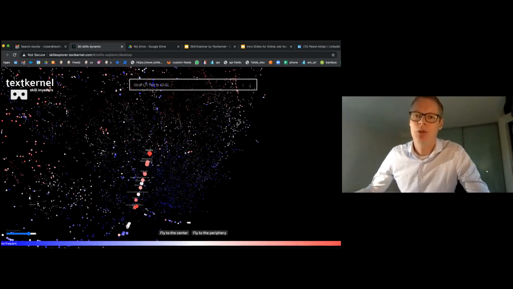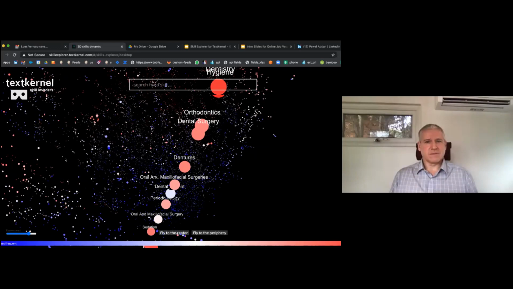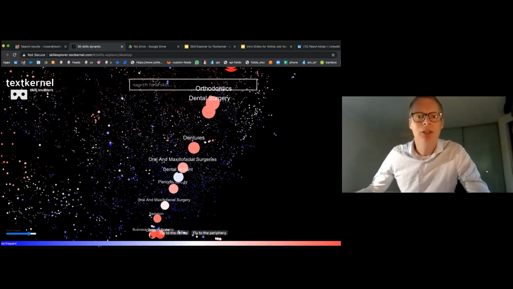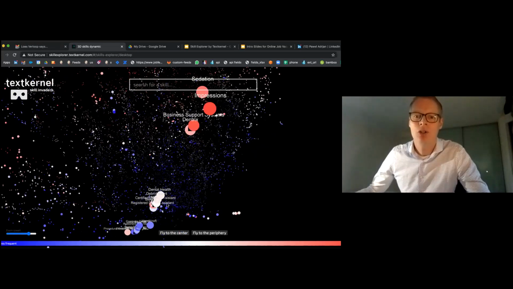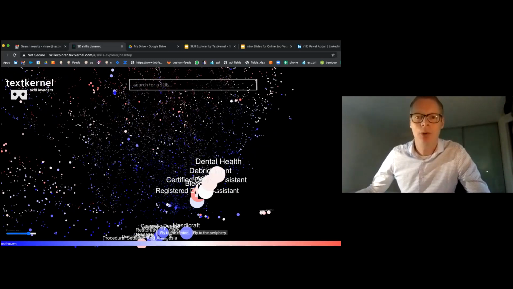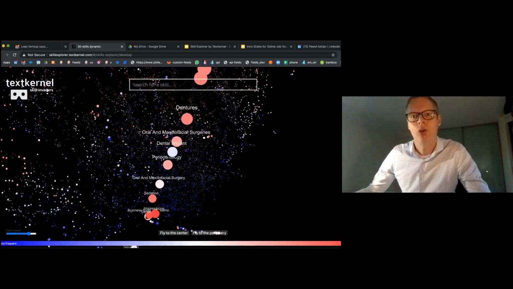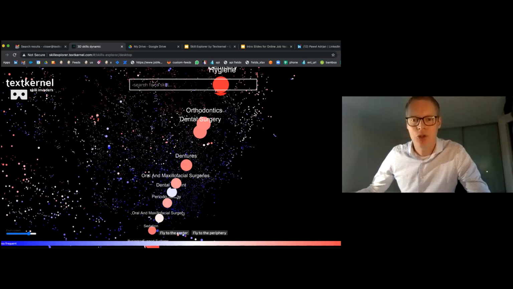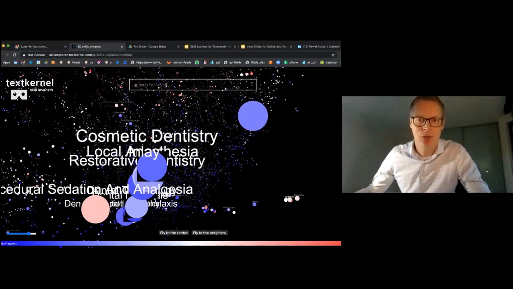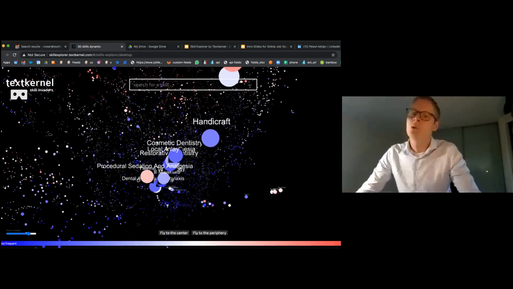So what I'm showing you here is the dentistry strand. These skills often occur together in vacancies, but they don't occur together with other skills. That's why they result in such an isolated strand. At the top of the strand are the more generic, more often occurring skills, and at the bottom of the strand are the more specialized skills in dentistry. So this is already a first step into categorizing skills.